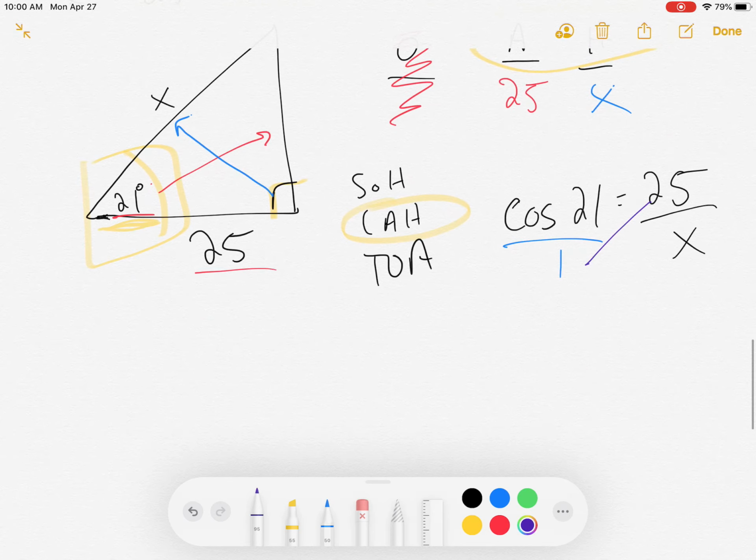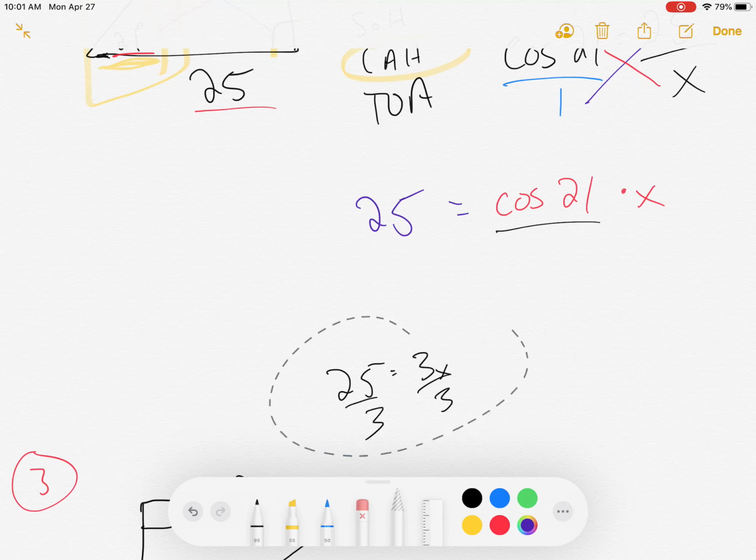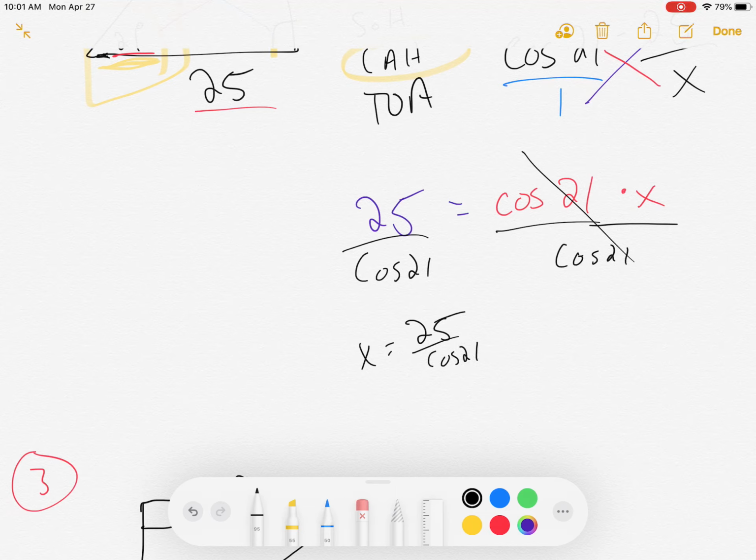1 times 25, well, that's easy. That's 25 equals cosine of 21 times x. Well, how do you get x by itself if you're multiplying? Well, to get rid of multiplying, you divide. Remember, this is a number. So if I had 25 equals 3x, you just divide by 3 and divide by 3. It's that simple. We're going to do the same thing, but now instead of dividing by 3, we're going to divide by the cosine of 21. Those cancel. Get x equals 25 divided by the cosine of 21.